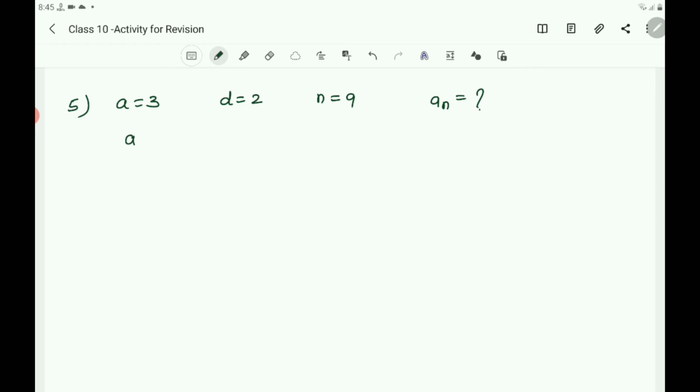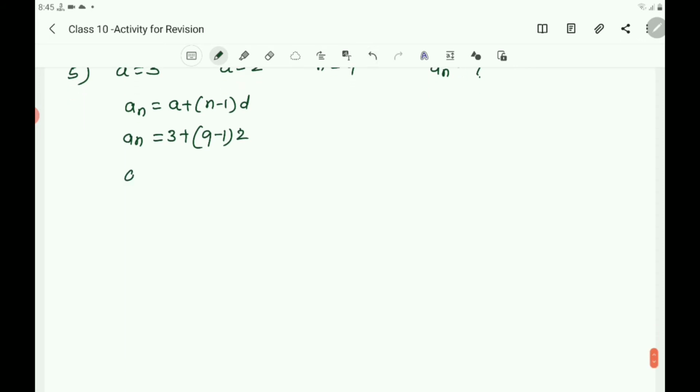Write the same formula for an. an equals a plus n minus 1 into d. Here an is to be found out. Write an only. And a is 3. In the place of a, you write 3 plus. In the place of n, you write 9, because n equals 9. Minus 1. d is given, that is 2. In the place of d, you write 2. Then an equals 3, you write 3 only. 9 minus 1 is 8.